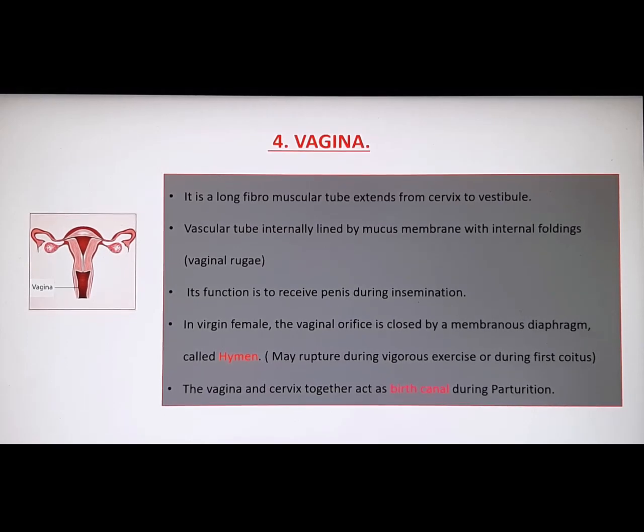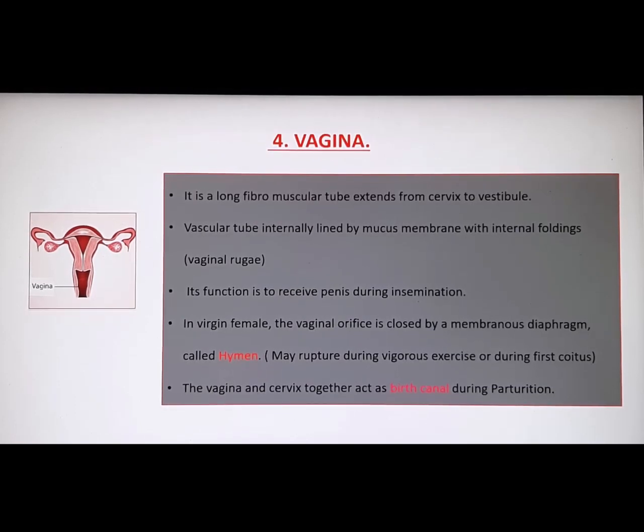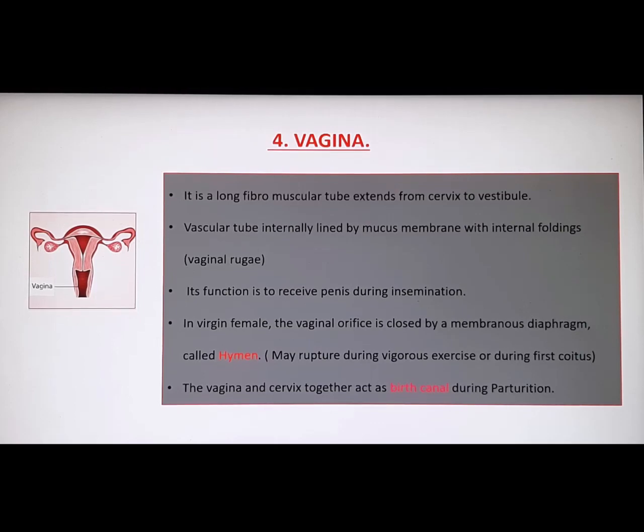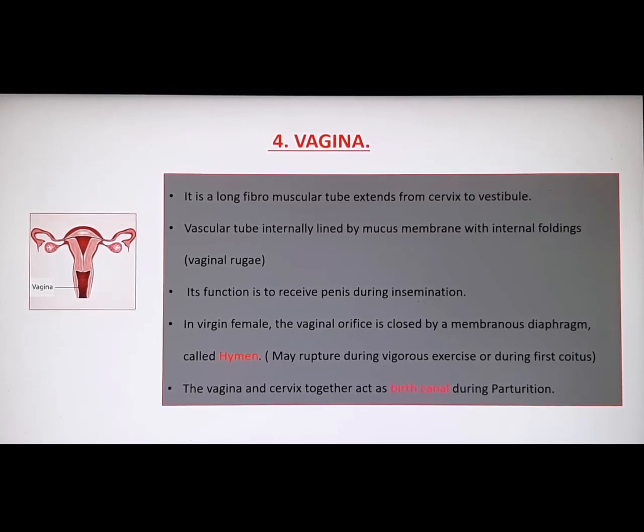In a virgin female, the vaginal orifice is closed by a membranous diaphragm, which is called the hymen. It may rupture during vigorous exercise or during first coitus. As I told you, the vagina and cervix both act as the birth canal at the time of parturition or delivery. So this is a simple diagrammatic representation. You can see from here, this is the vagina.